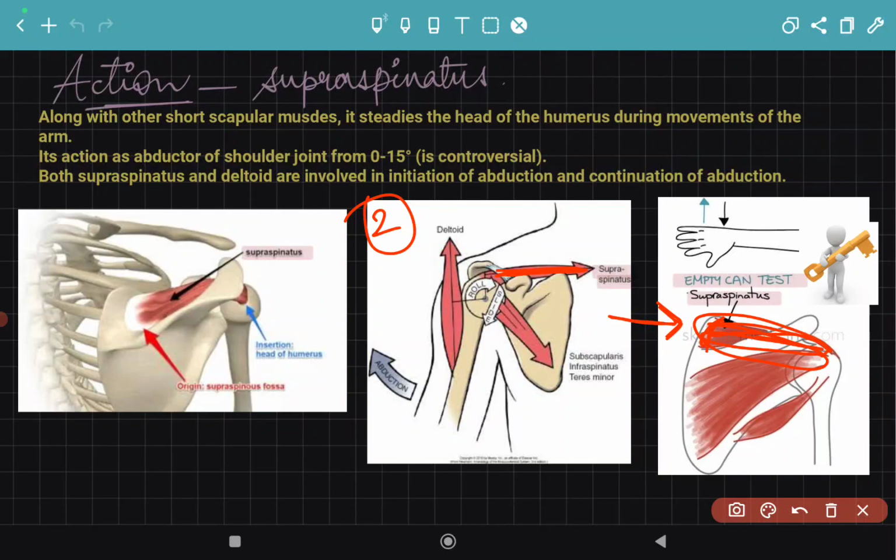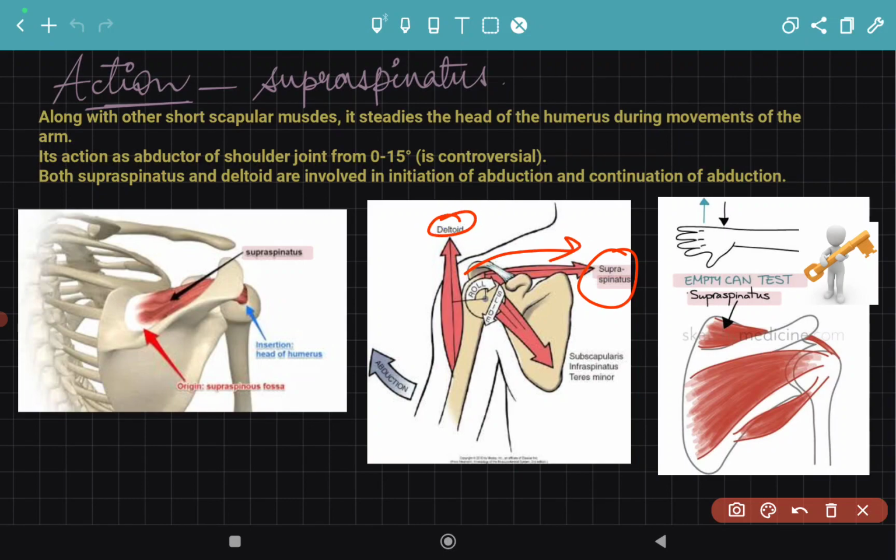Now coming back to the second diagram, the force exerted by the supraspinatus, as this is the medial part and this will be the lateral outside part, the supraspinatus will exert force this way, in this direction, so that it pulls the humerus up and we can perform the desired shoulder abduction movement. So supraspinatus will exert force this way, which can be appreciated properly in this diagram.